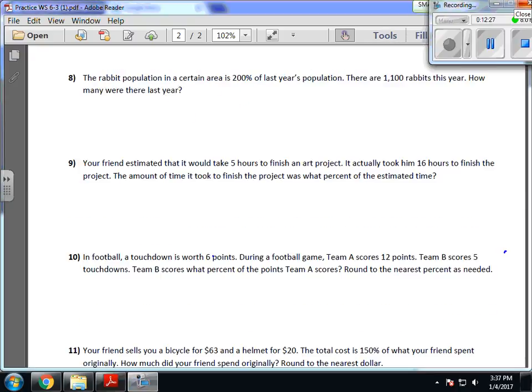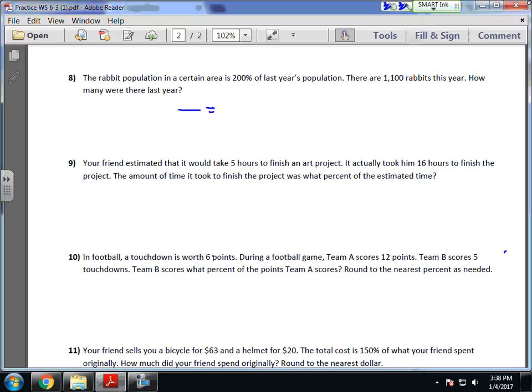All right, number 8. The rabbit population in a certain area is 200% of last year's population. There are 1,100 rabbits this year. How many were there last year? Okay, so here we go. We're setting it up. 100, what's going to go on top? 200 because it's a percent. How about those 1,100 rabbits this year? Will 1,100 go on the top or the bottom? Yes, it will go on the top as being the part. Good. All right, go ahead and solve this one.